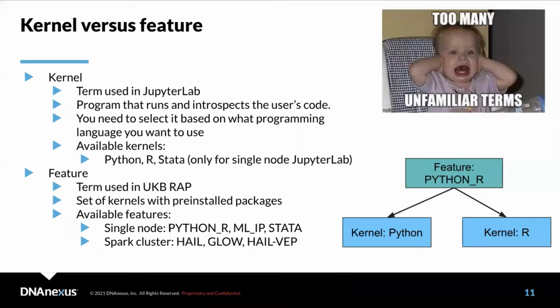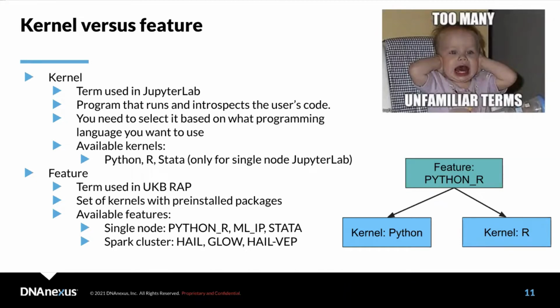Then we have another term, which is feature. This is a term used in UKB-RAP, which is a set of kernels with pre-installed packages, such as pandas for data analysis, or NumPy or matplotlib for plotting. The available features for single node are Python or R, then machine learning or image processing, and Stata, and for Spark cluster are Hail, Glow, or Hail and VEP.